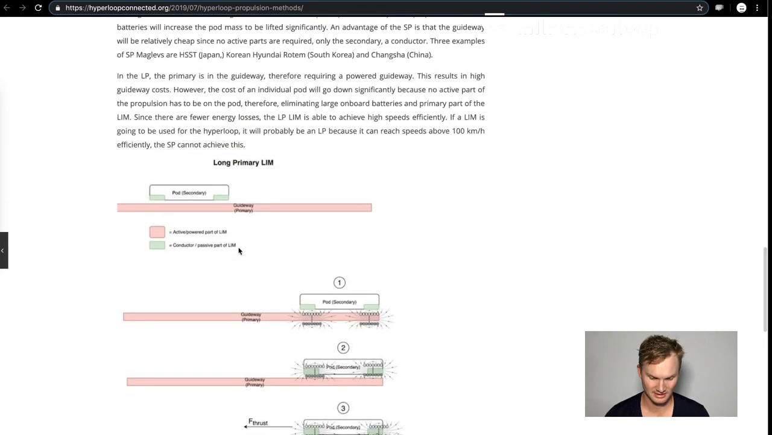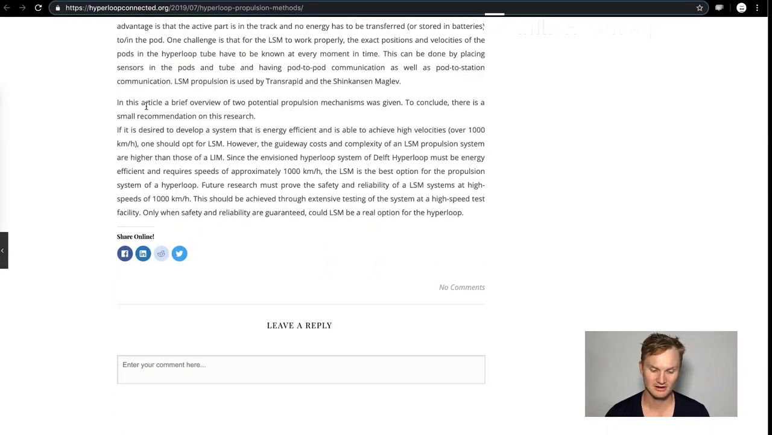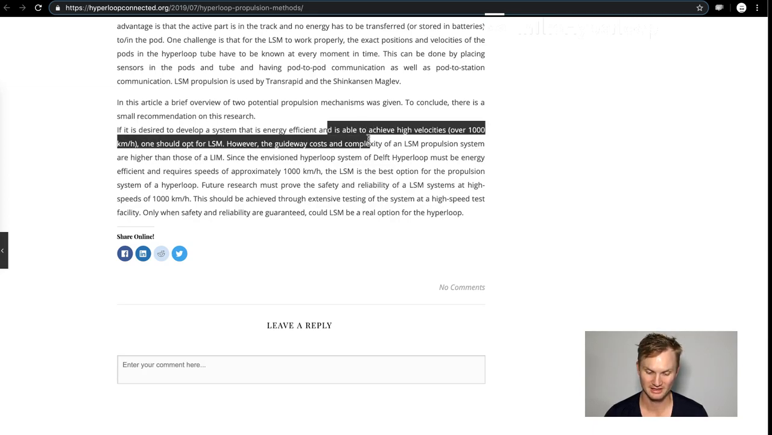And I'm just looking at one thing, short. So yeah, in this article, the small recommendation: if it is desired to develop a system that is energy efficient and is able to achieve higher velocities over 1,000 kilometers an hour, one should opt for LSM.